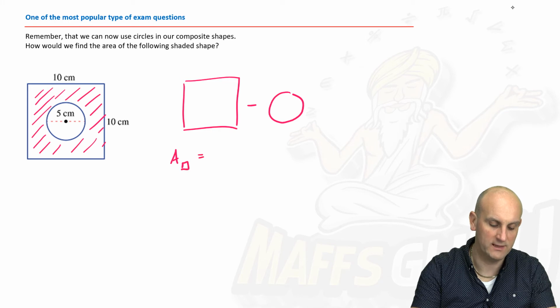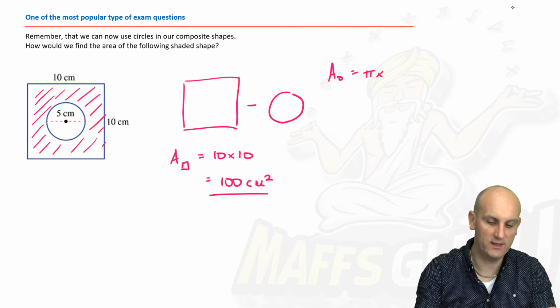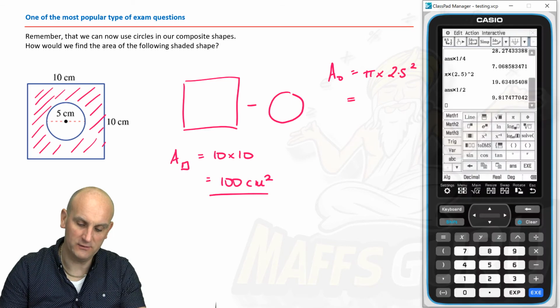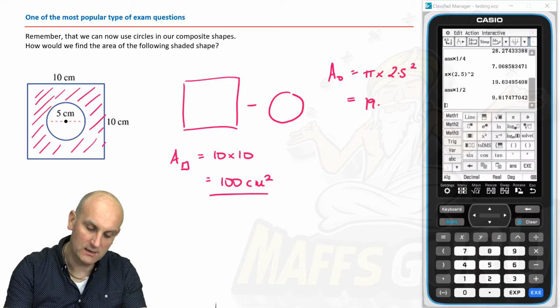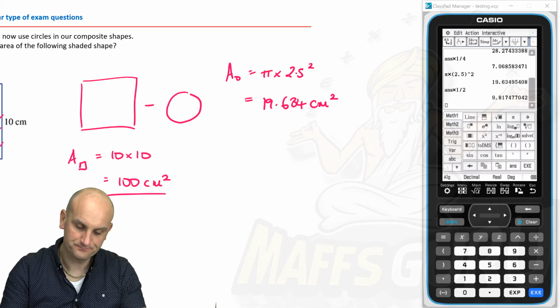So area of square is going to be 10 times 10, which is 100 centimeters squared. That's nice and easy. How do we find the area of the circle? Well, the area of the circle is going to be pi times radius, not 5, 2.5 squared, which gives me, now funny enough, I've already got that on my calculator. So area times 2.5 squared was 19.634 centimeters squared.